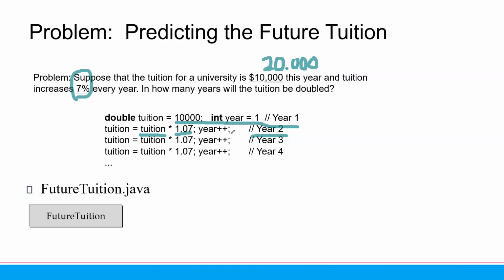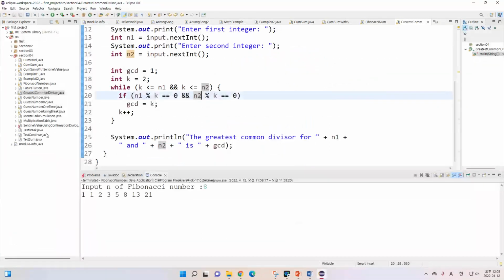And then year will be added by 1. And then again, the new tuition will be multiplied by 1.07, and we will add 1 to the year. And then the tuition will be multiplied with, again, 1.07, and year will be added by 1. So until when we will do this one? We want to know until it is double. You can see the future tuition.